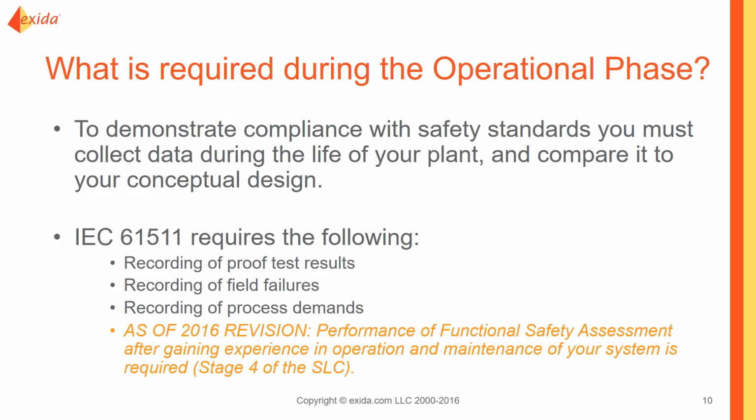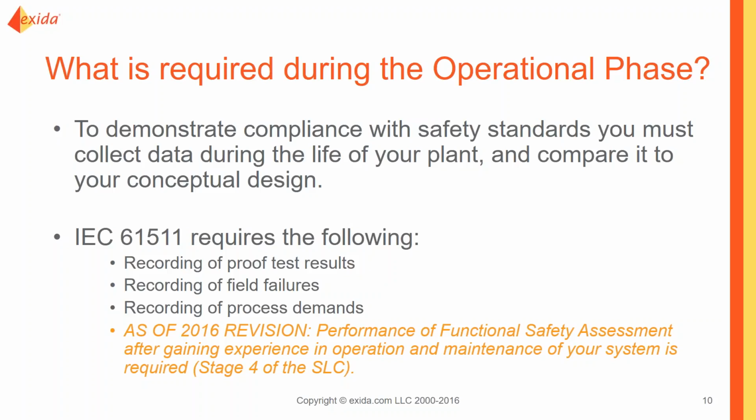We know what the safety standard requires. They want you to demonstrate compliance with safety standards by collecting data during the life of your plant and comparing it to your conceptual design. You can do this by recording proof test results, recording field failures, and process demands. And as of the 2016 revision of the standard, you have to perform a functional safety assessment after gaining experience in operation and maintenance of your system. So this is stage 4 of the safety life cycle for those in the know. And you can't do this without collecting your data. But how do you go about it?